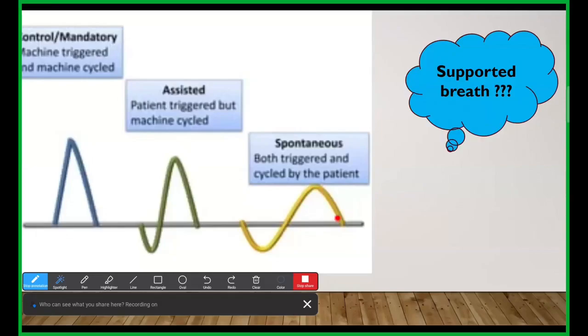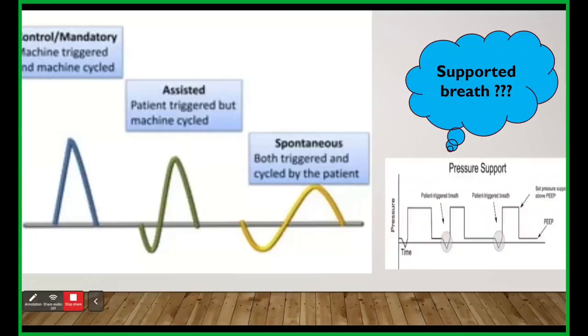Now, coming to the supported breath. How will the supported breath be seen? As I said, the trigger will have an inspiratory pressure greater than the baseline. So this is depicted in circle 1.